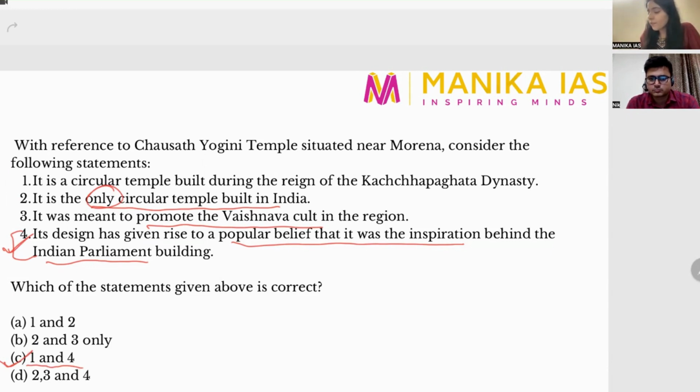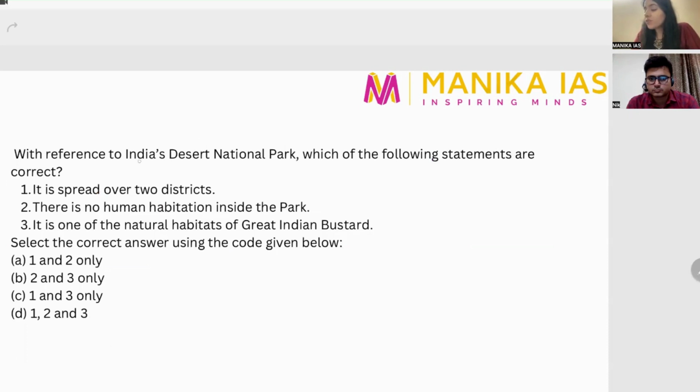Let's look at another example. With reference to India's Desert National Park, which of the following statements are correct? Again, it is spread over 2 districts. We don't know, we haven't read about it. There is no human habitation inside the park. We have no idea about this either. It is one of the natural habitats of the Great Indian Bustard. Assuming you don't know, which of the following is the answer to this question?